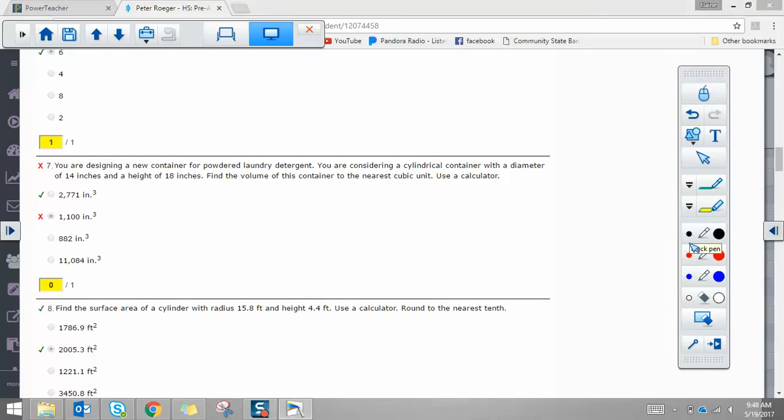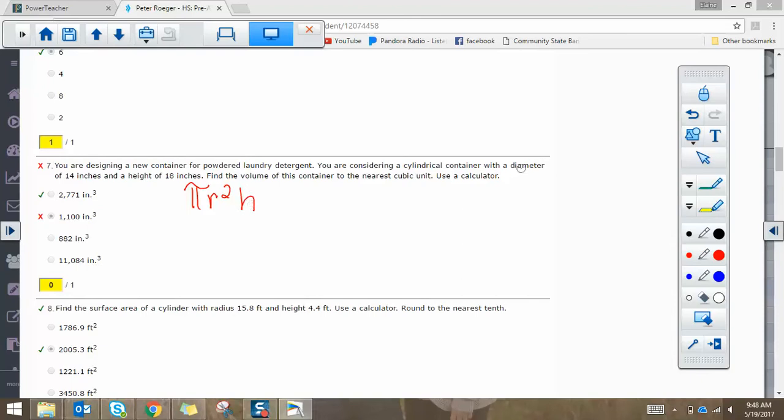So now we look at number 7. It says you're designing a new container for powdered laundry detergent. You're considering a cylindrical container with a diameter of 14 inches and a height of 18. So again, find the volume. So it's another volume of a cylinder. So that formula again is pi r squared h.